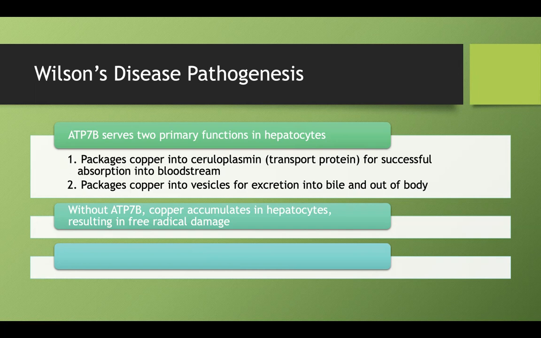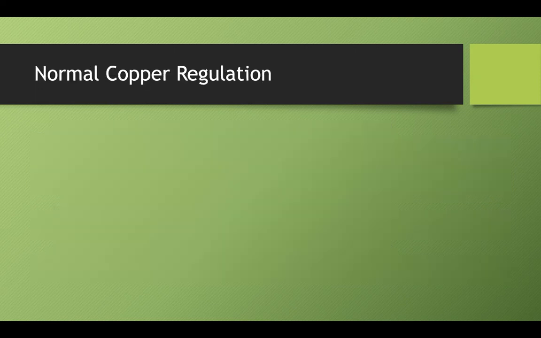What's going to happen here is somewhat similar in that copper will accumulate and it can also undergo a reaction to cause free radical damage. And ultimately, if the damage is severe enough, those hepatocytes that you have will start to die off and their membranes will start to break, and you're going to have leakage of all that free copper into your bloodstream.